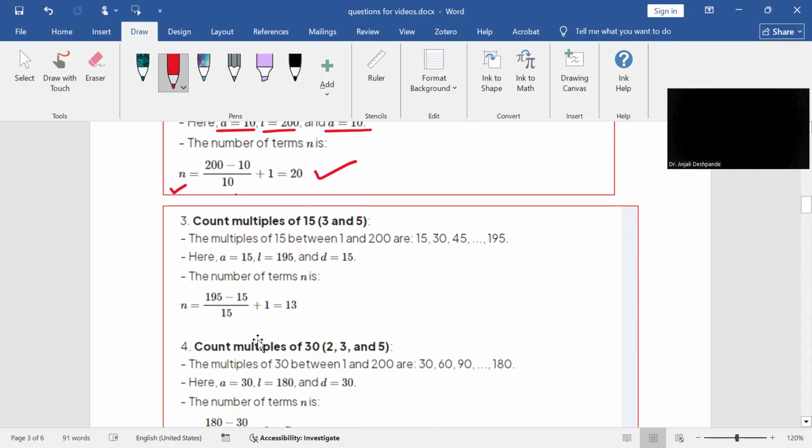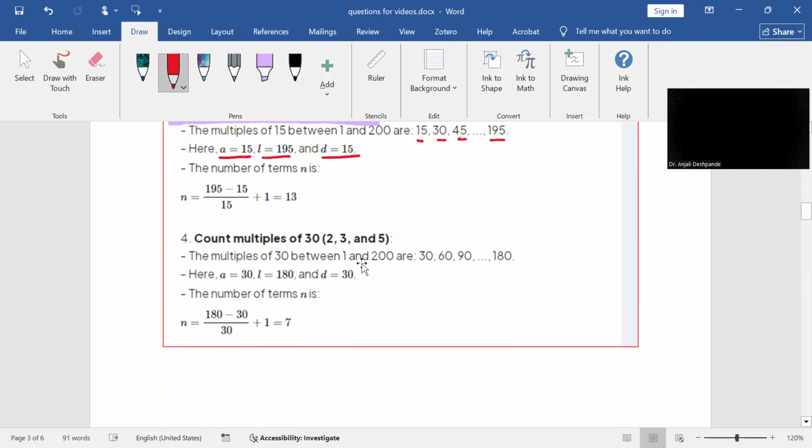Now we come to the third combination, which is multiples of 15, that means 3 and 5. The multiples of 15 between 1 and 200 start with 15, then 30, 45, and the last one is 195. The first number is 15, the last number is 195 and the common difference is 15. Using our earlier formula, 195 minus 15 is 180, divided by 15 is 12, plus 1 gives us 13.